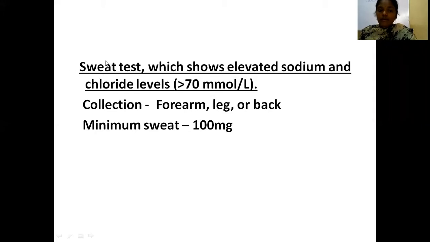Generally we stimulate sweating by using the drug pilocarpine, that is pilocarpine iontophoresis. And in this sweat test, if the levels of sodium or chloride are more than 70 millimoles per liter, it is positive and the infant is suffering from cystic fibrosis.